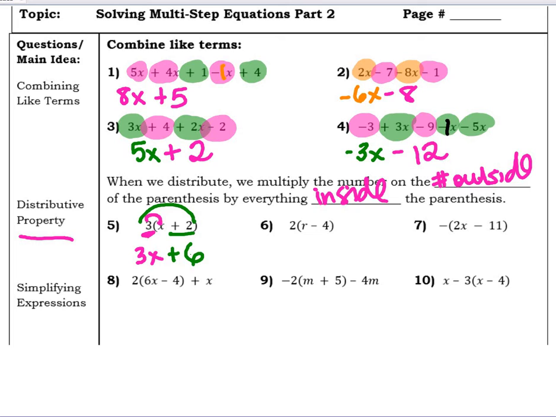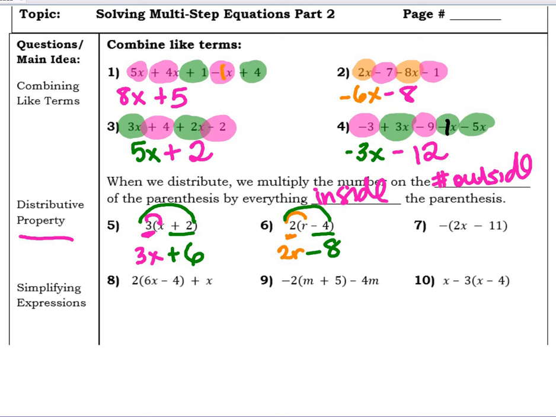All right, next one. I'm going to take this 2 and multiply it by the r. So 2 times r is just 2r. And then notice here, I'm going to multiply my 2 by a negative 4. The reason I know it's a negative 4 is because of the minus in front of the 4. So we take the sign in front of it. So 2 times negative 4 is going to give me negative 8.